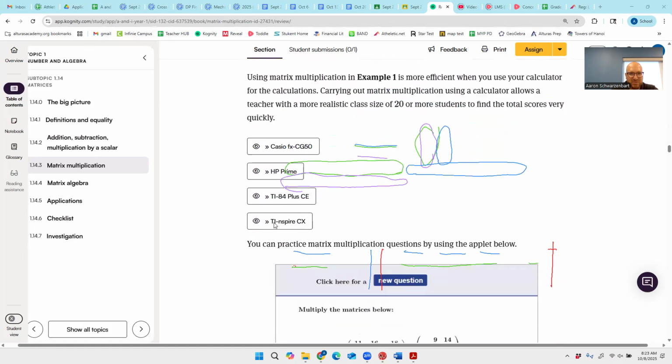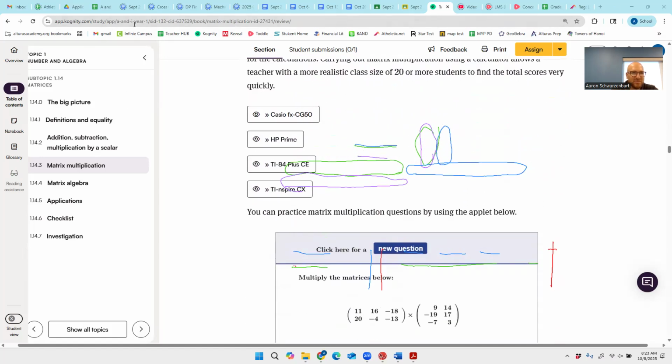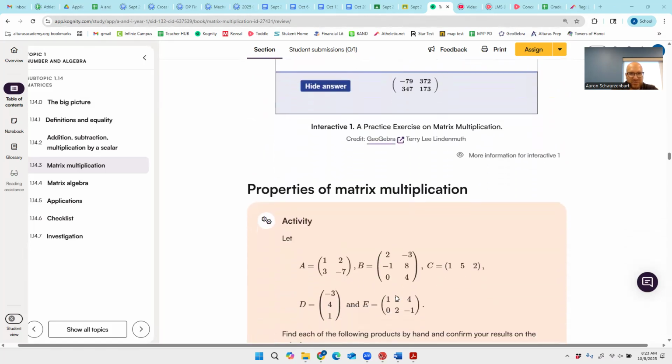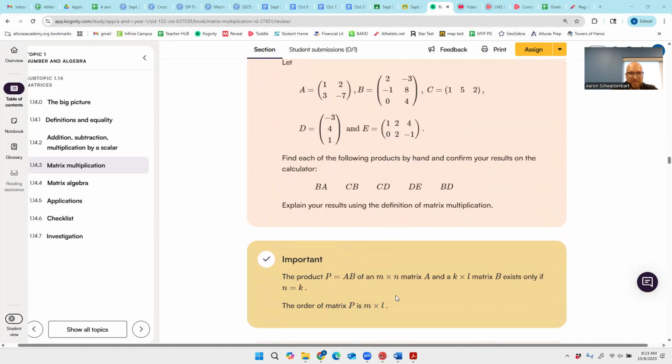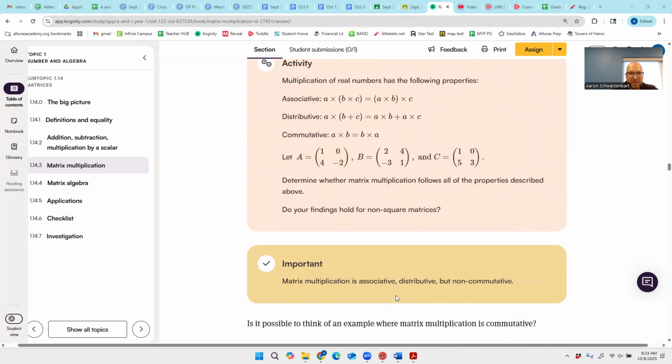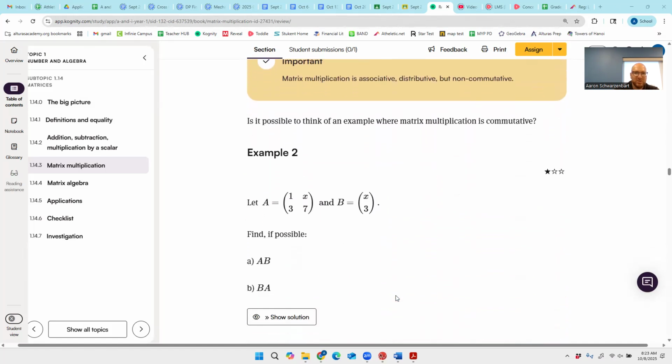I'll go through an example. This is easier to learn in examples. We'll come back to that. So let's actually multiply these.